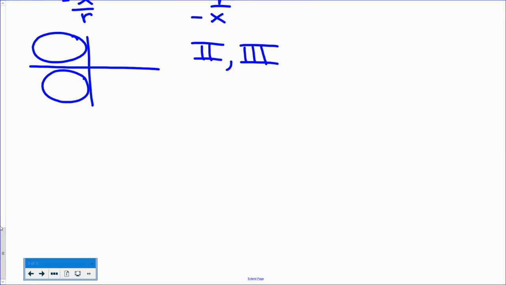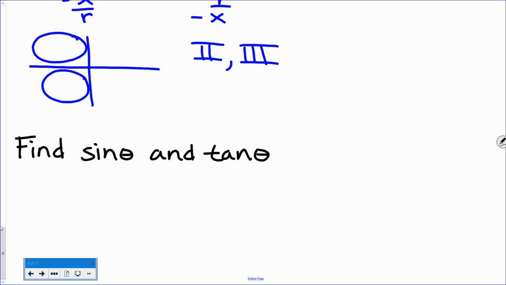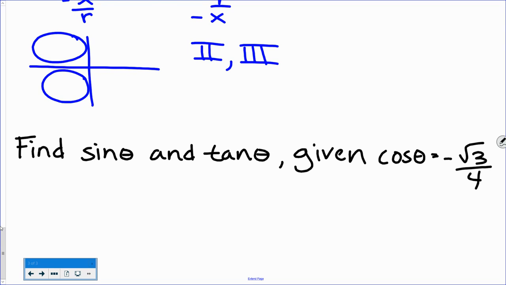All right, I want to do a couple more examples here of something else that you would see. So we are going to find sine of theta and tangent of theta if we are given cosine of theta equals negative square root of 3 over 4, and sine of theta is greater than 0. All right, so we don't have to find all of the trig functions, just sine and tangent.